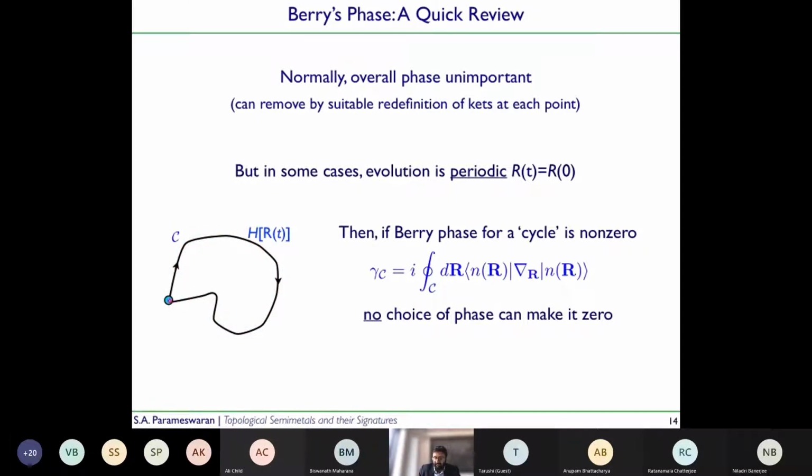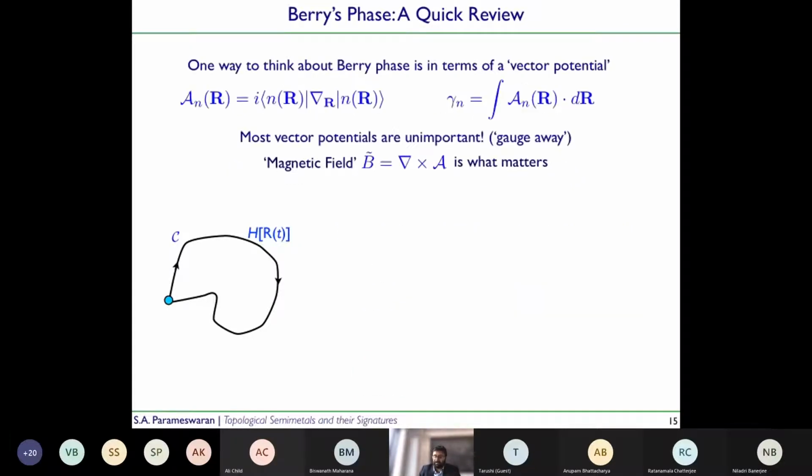Then imagine that I have the Berry phase for a cycle. So I calculate the Berry phase over this entire cycle, and I get a non-zero answer. Then I cannot simply redefine things along the trajectory and remove that Berry phase, because there isn't an ambiguity in the integral of something over a closed loop. An integral with open boundary conditions, you say, I don't really care, but once I have a closed loop, one has to be very careful. And that's where there's a non-trivial aspect of Berry phase.